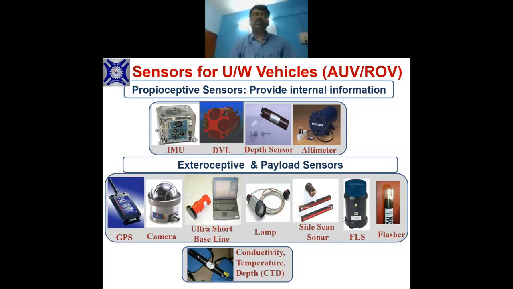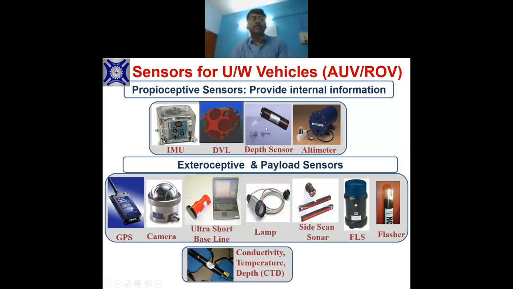These are the sensors used for AUV or ROV, like the IMU, inertial measurement unit, which consists of a 3-axis gyroscope and a 3-axis accelerometer. From the gyroscope, we can get the angular rate, and from the accelerometer, we can get acceleration information. From the gyro angular rate, we can get the angular positions like roll, pitch, and yaw, and from the accelerometer linear acceleration, we can get the XYZ position, that is known as surge, sway, and heave.